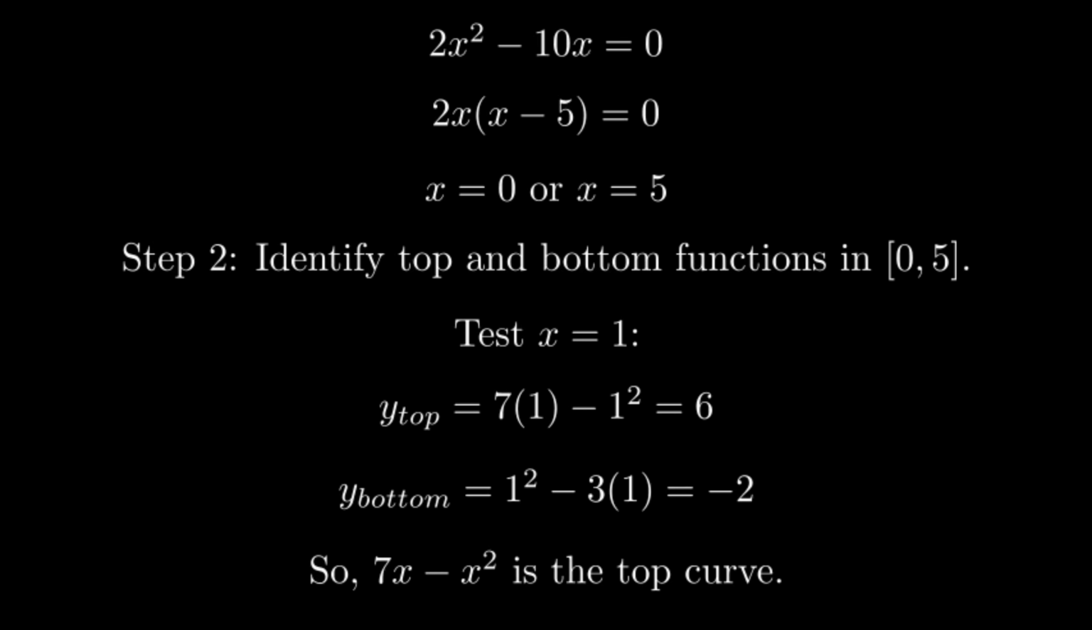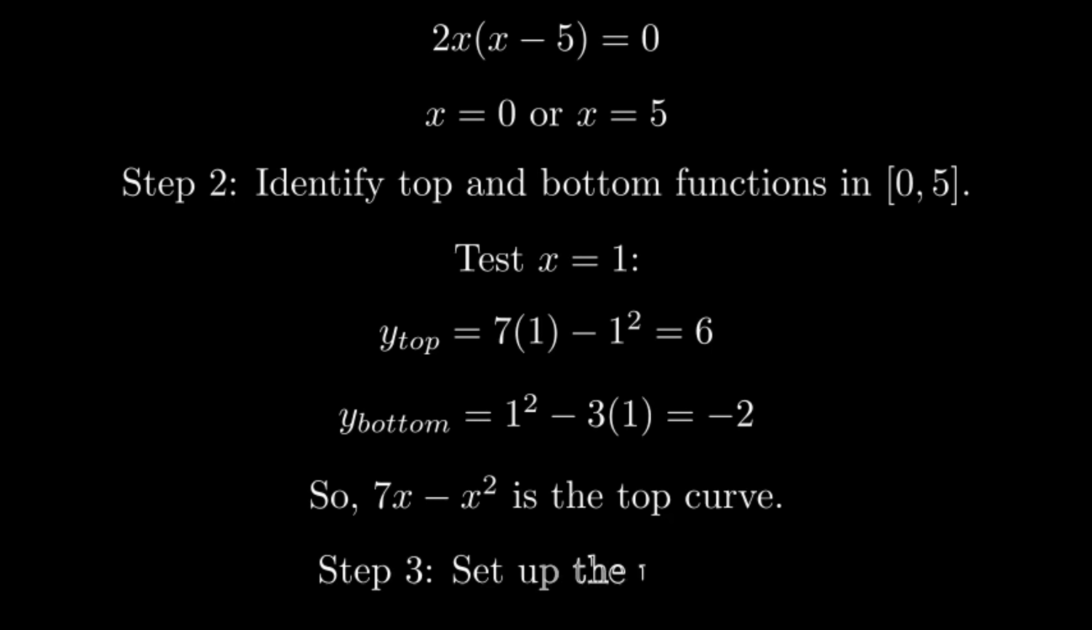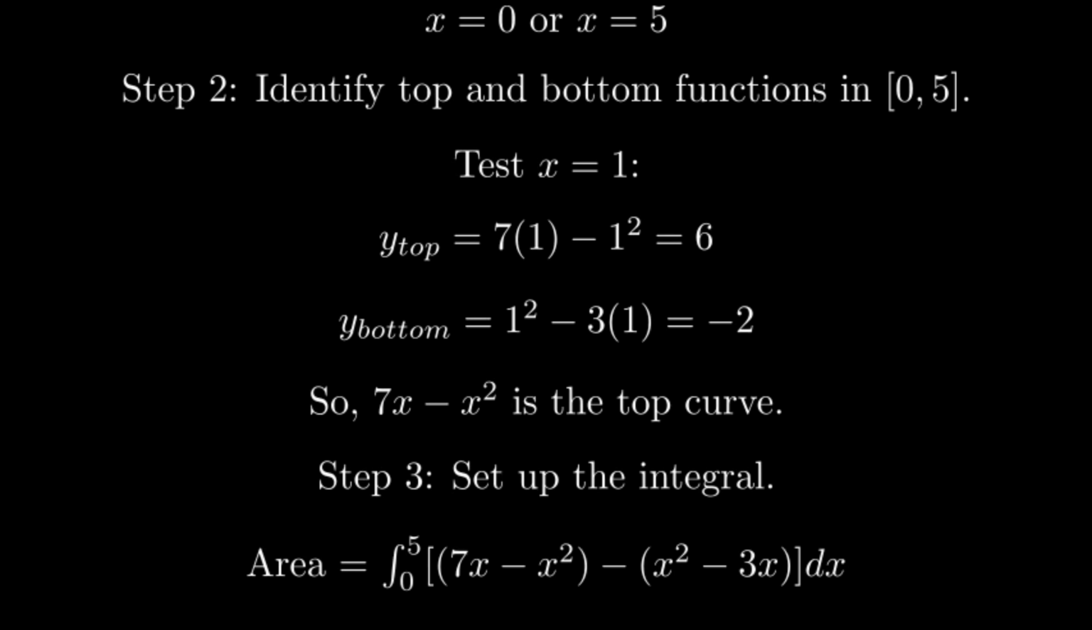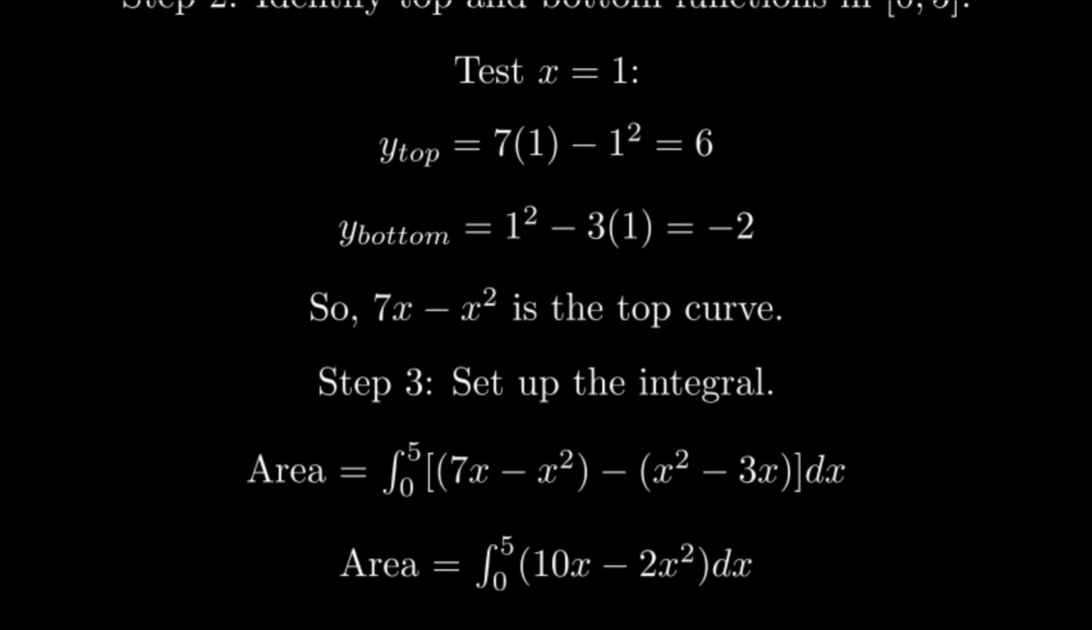Now we have everything we need to set up our integral. The area is the integral from 0 to 5 of the top function minus the bottom function. Be careful with the parentheses to ensure you subtract the entire second function. Let's simplify the expression inside the integral. 7x minus negative 3x is 10x. And negative x squared minus x squared is negative 2x squared. So we need to integrate 10x minus 2x squared.